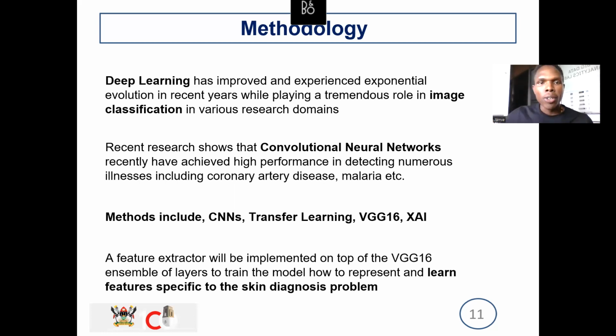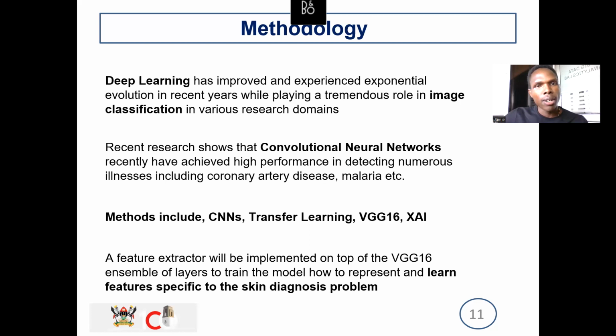And we're also going to use a VGG16 model for convolutional neural networks, which is mostly used for computer vision. That is to say, object classification and object recognition or detection.